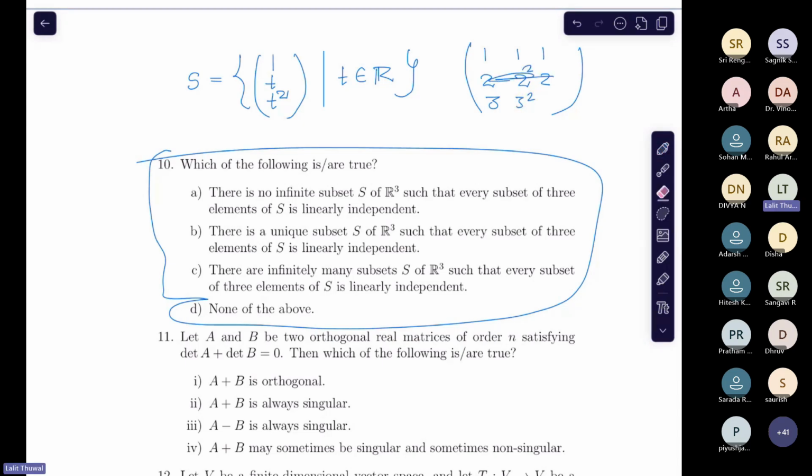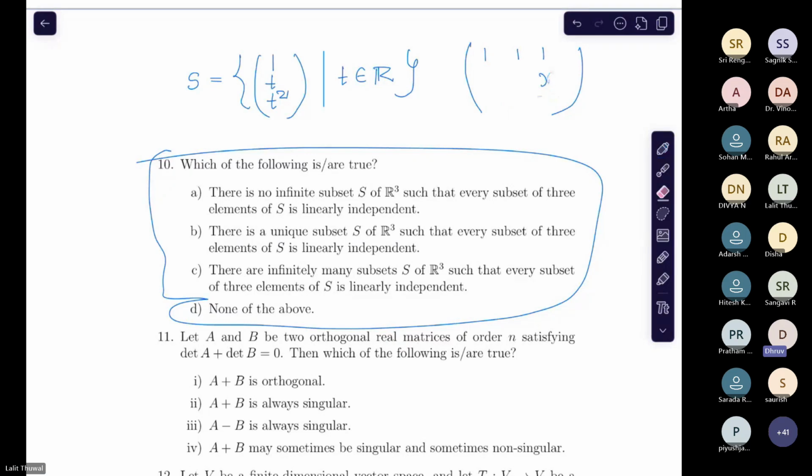1, 2, 2 squared, 3, 3 squared, 1, 1, 1. So the first vector is this, the second vector is this, and the third vector is this. Have you seen such a kind of matrix somewhere? Let me write it as x, y, z rather. Say x, x squared.